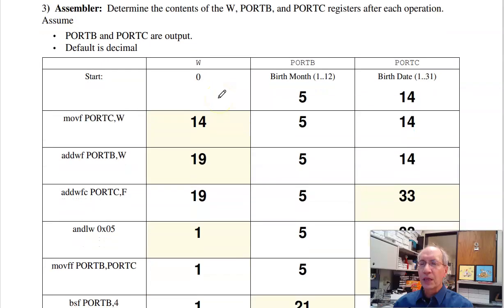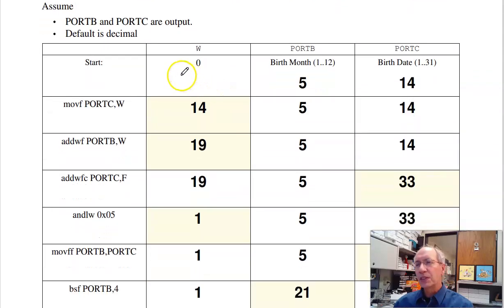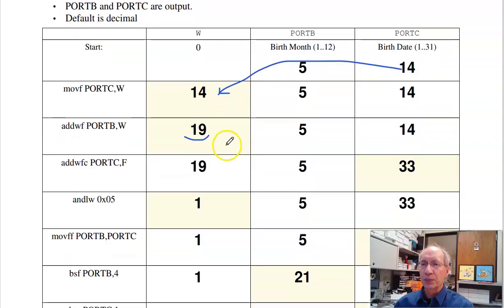Problem 3. What's the result of the registers after each assembly instruction? So we start out at 514. This says move port C to W. So 14 goes to W. Add port B to W, put the result in W. So 5 plus 14 is 19. Put the result in W.